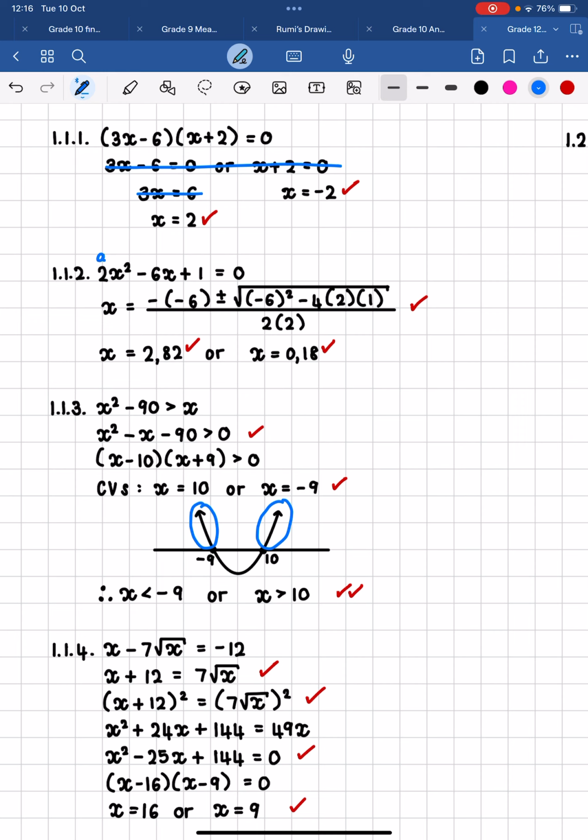Remember, this is a is positive 2, b is negative 6, and c is positive 1. Alright, so those are the values that you're using in the formula. You get 1 mark for substituting the values into the formula. So guys, if that line is not there, even if your answers are both correct, you will only get 2 out of 3. Okay, please, you have to show that.